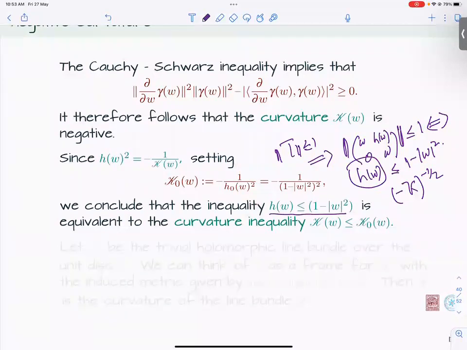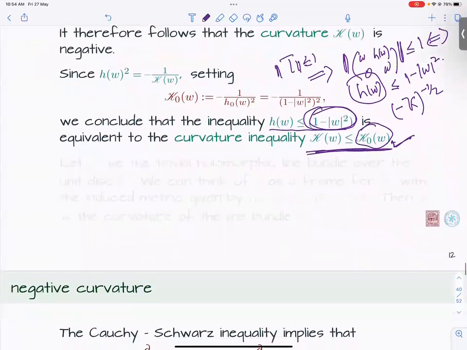Well, you take the reciprocal, take the square root, multiply with a minus sign. If you do all that, you find that the curvature of any contraction is bounded above by the curvature of the backward shift. This quantity is really the reciprocal of the square root of the negative of the curvature of the backward shift. So that is what occurs here on the right hand side. So the curvature inequality simply means that K of omega must be less or equal to K0 omega.